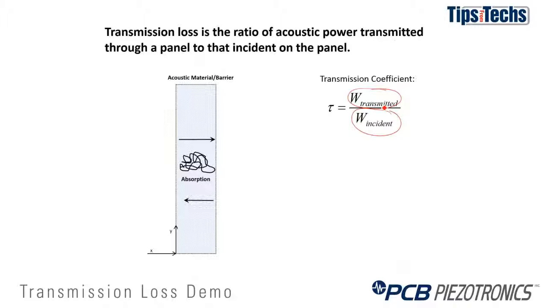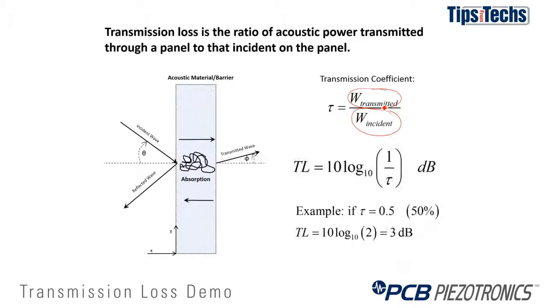Here's the incident sound wave. There's a reflected sound wave, which for transmission loss we ignore. And then there's some amount of sound energy transmitted through that material. The transmission loss we typically specify in decibels, so we take 10 times the base 10 logarithm of 1 over the transmission coefficient. For example, if your transmission coefficient is 50% or 0.5, your transmission loss would be 3 dB.